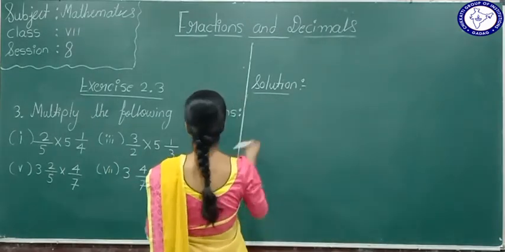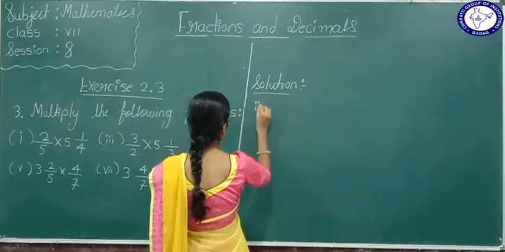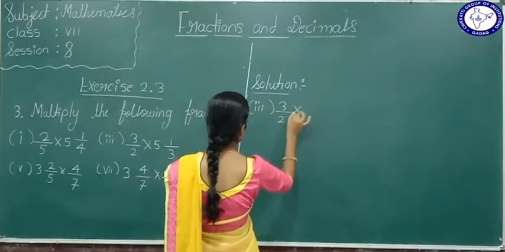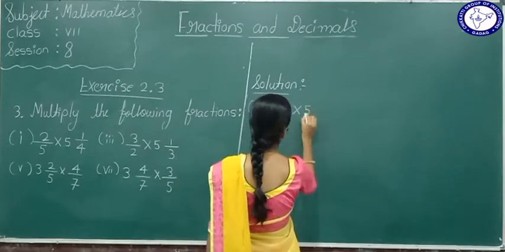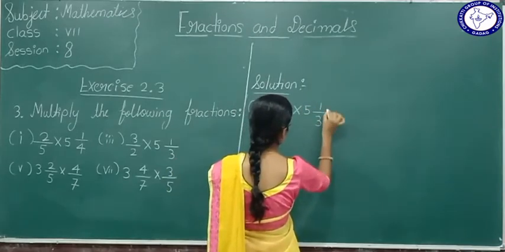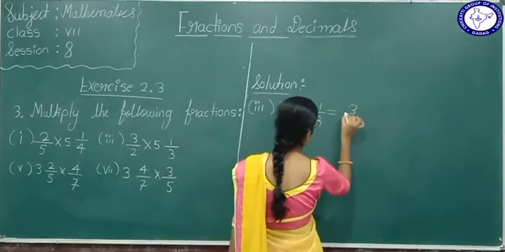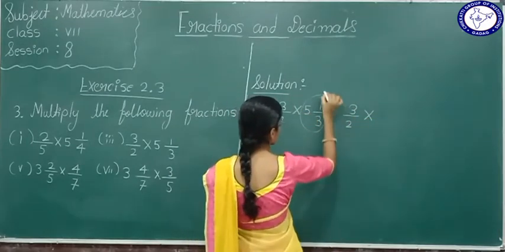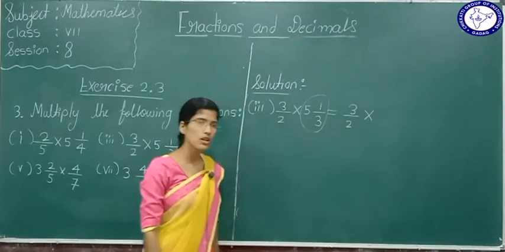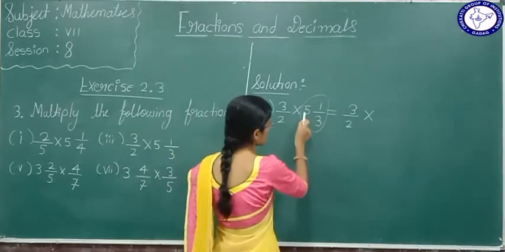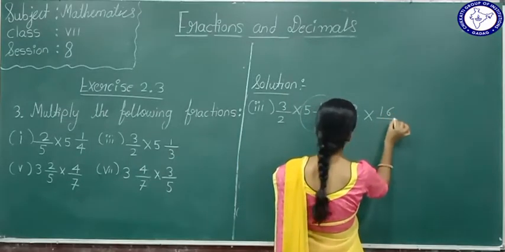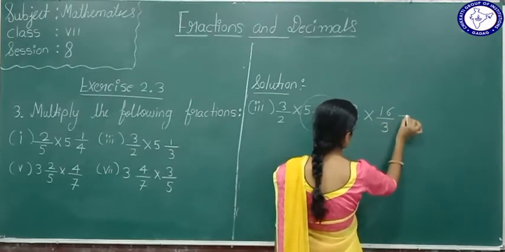See the third one. 3 by 2 multiplied by 5 integer 1 by 3. Okay, 3 by 2 multiplied by. So convert this mixed fraction into an improper fraction. That is 5 threes are 15, 15 plus 1 is 16. 16 divided by 3 is equal to.